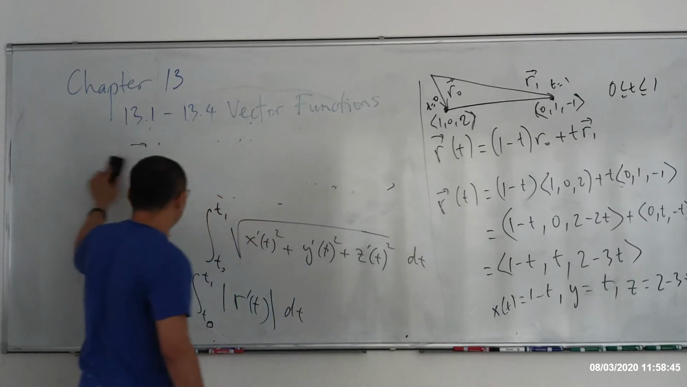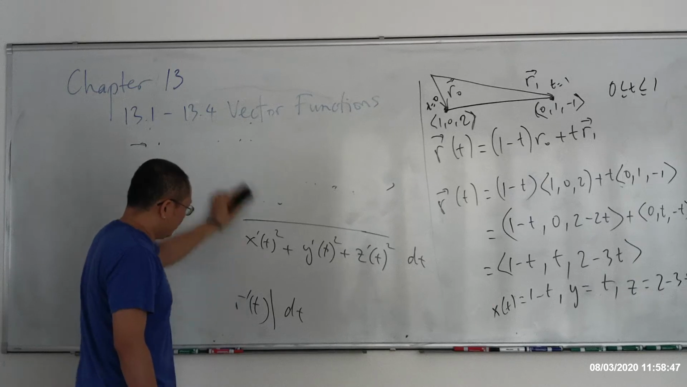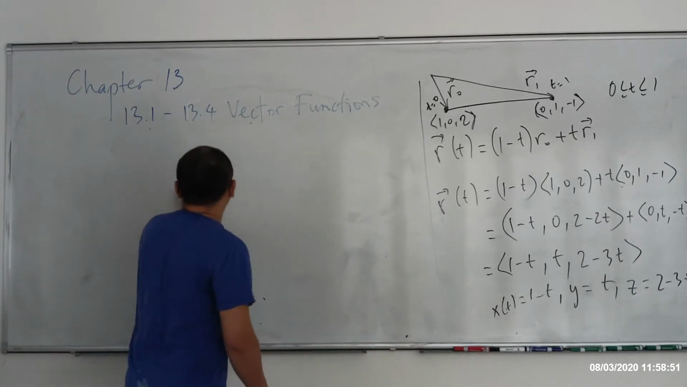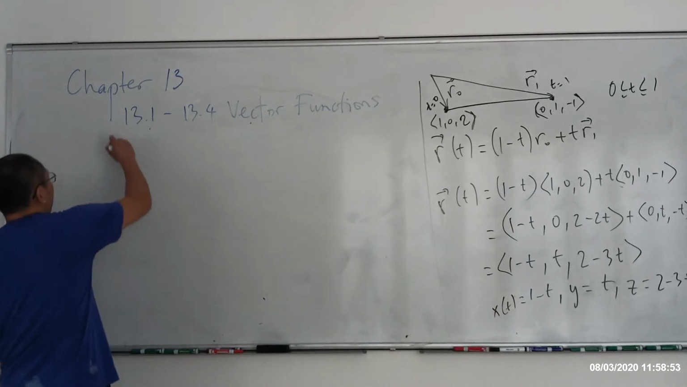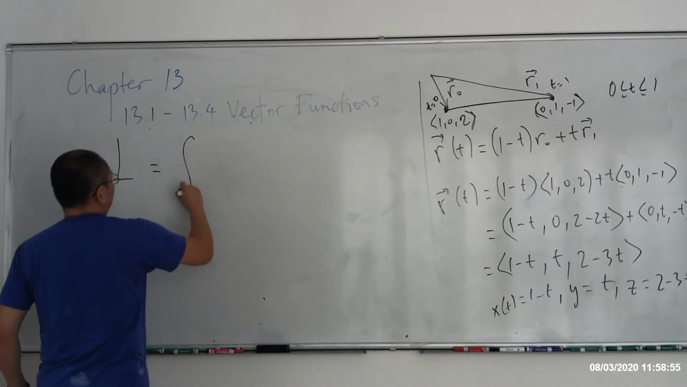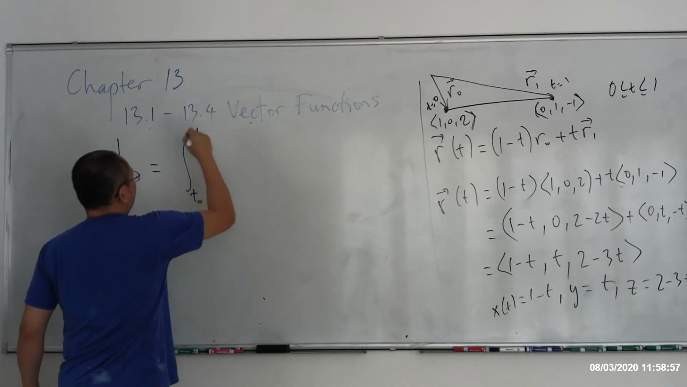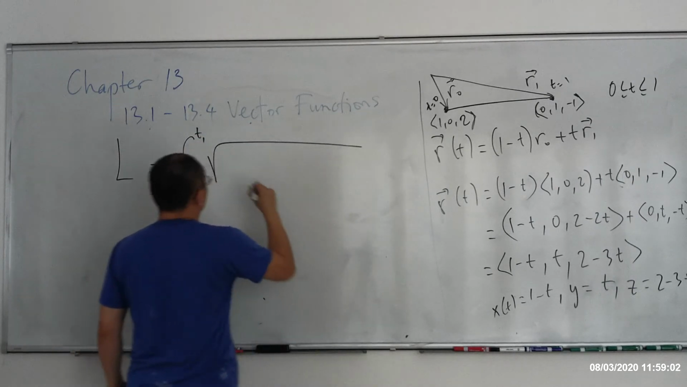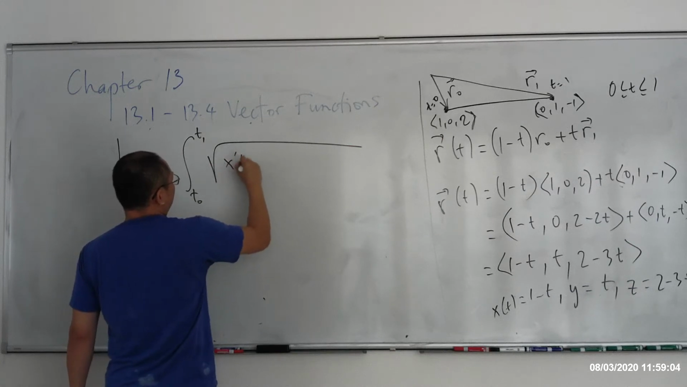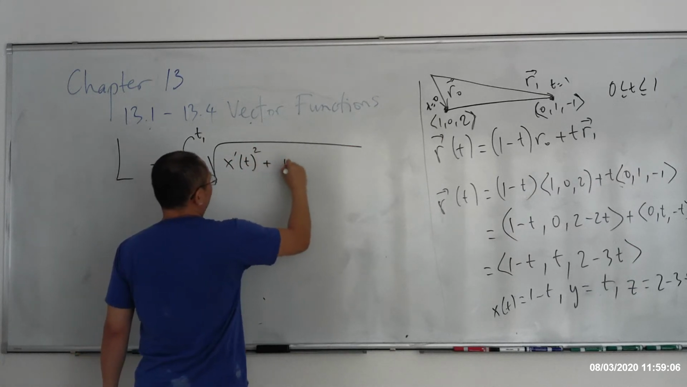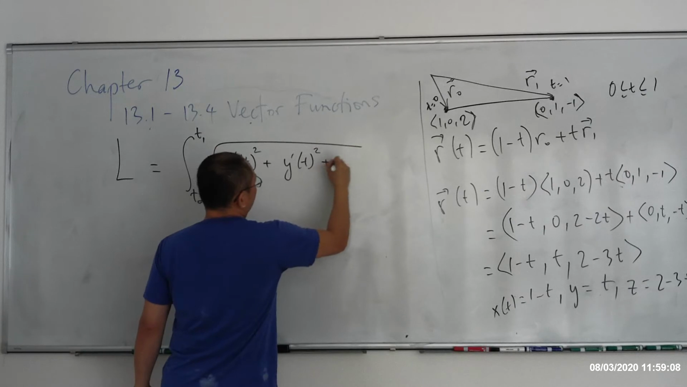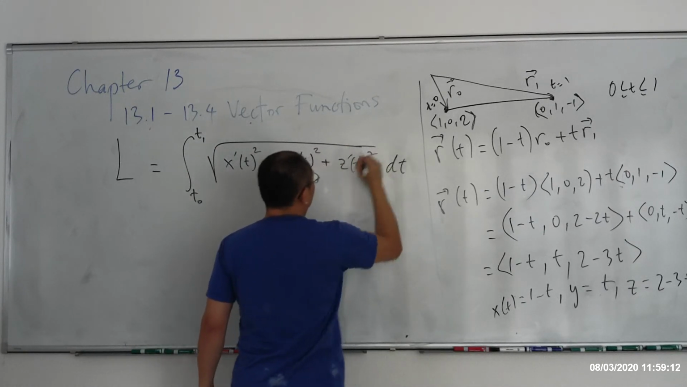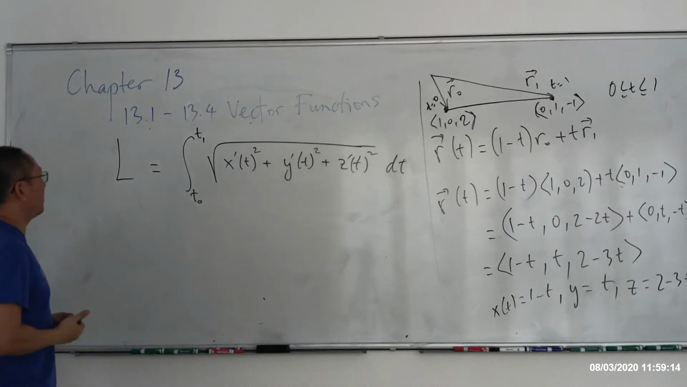Let me rewrite the formula right here. The arc length formula is what? L is equal to the integral from t0 to t1 of the square root of x'(t) squared plus y'(t) squared plus z'(t) squared, dt. All right. Now I'm going to talk about something called the arc length function.